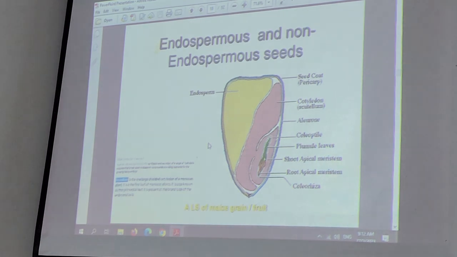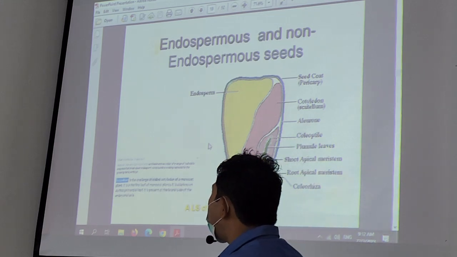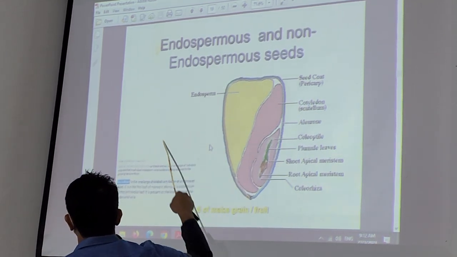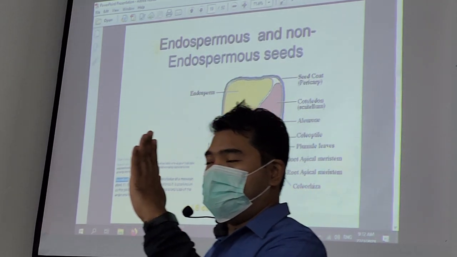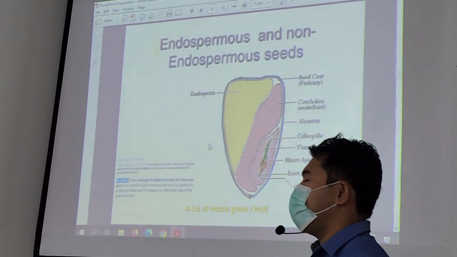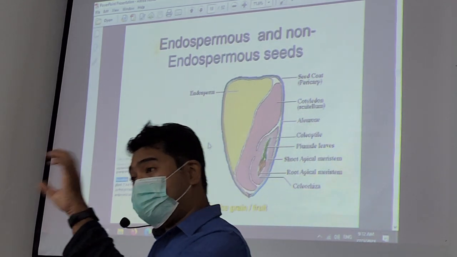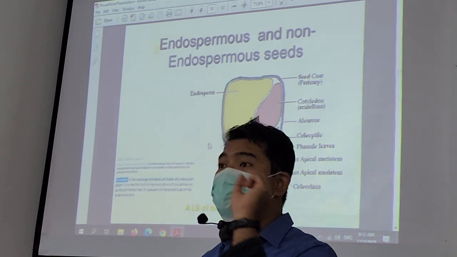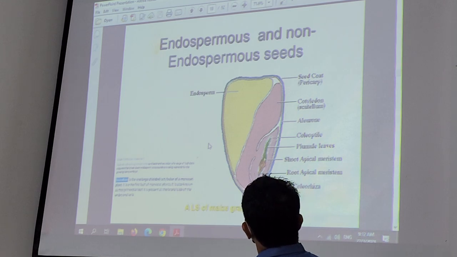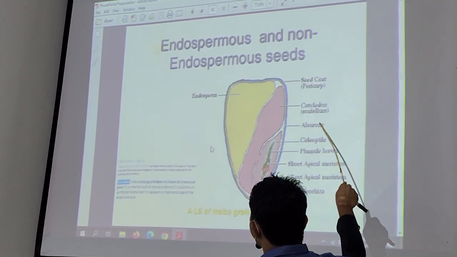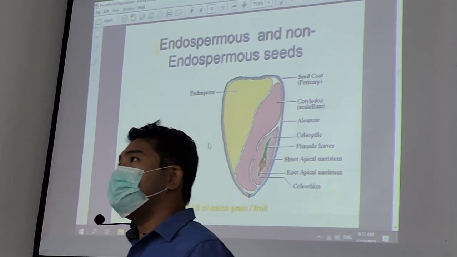Endospermous or non-endospermous? Why? This one you cannot see yet, right? This one, you can see the endosperm. Just a few differences between the monocot and dicot leaf. In dicot, you call it cotyledon, correct? In grass or monocot, the same structure has a new name now. It's called scutellum. Scutellum, from the word scutella, is a Latin word.